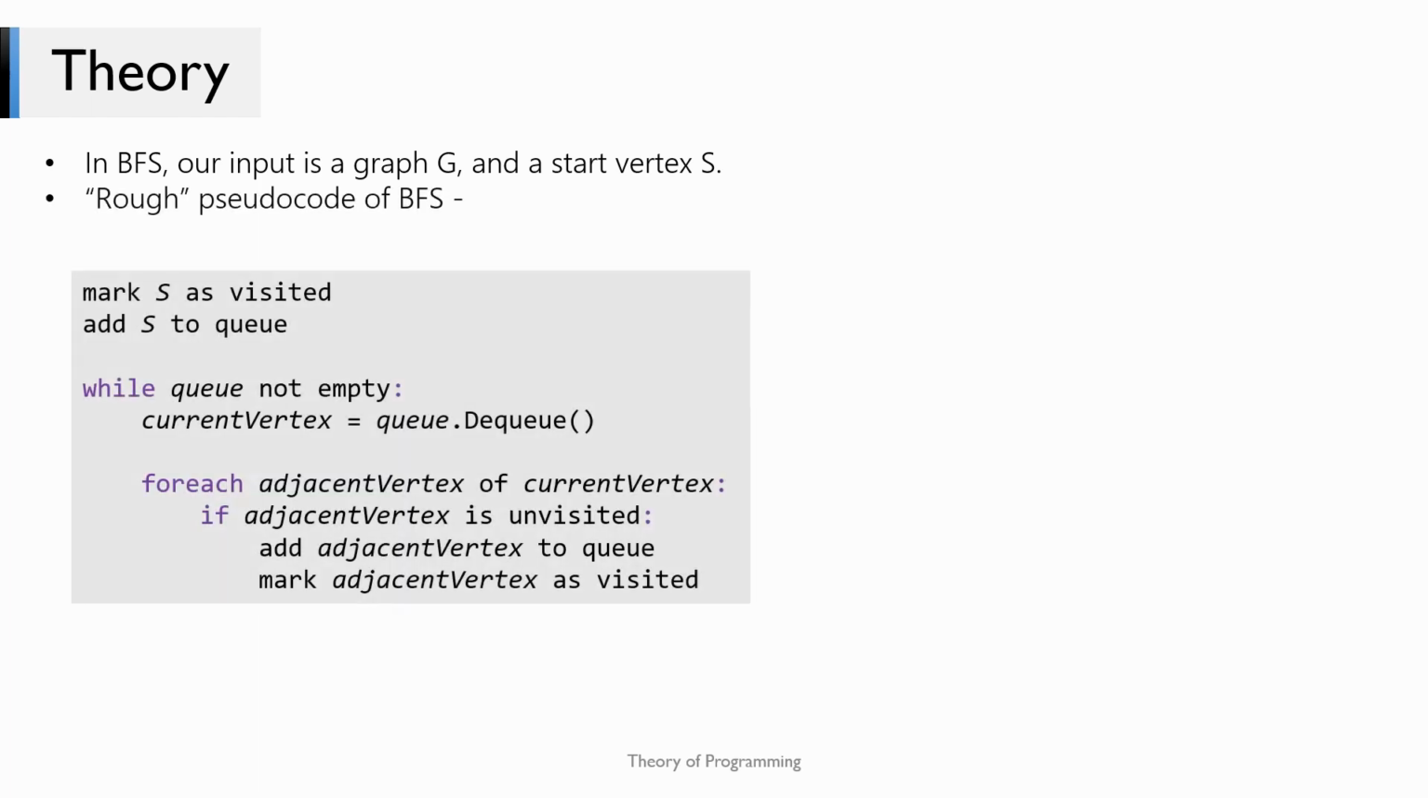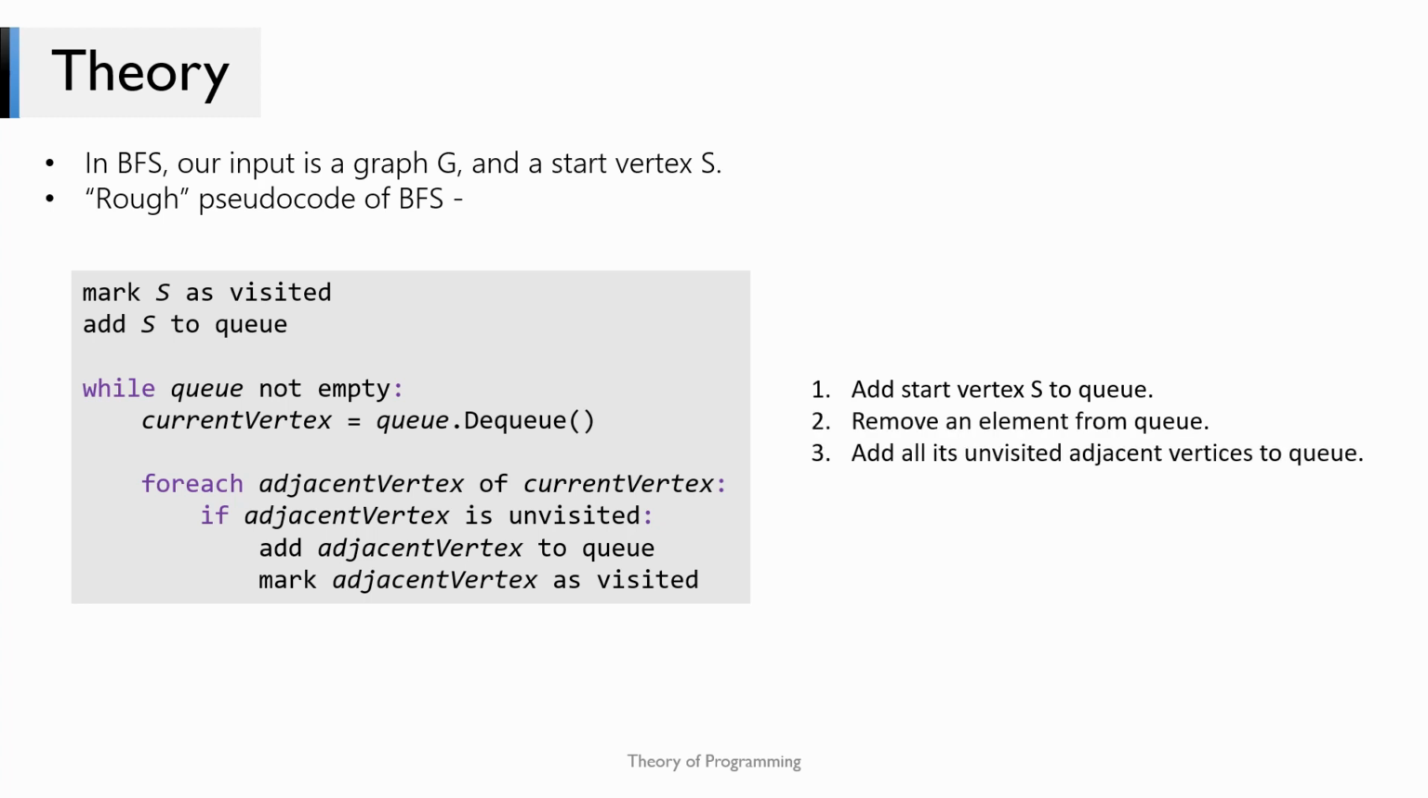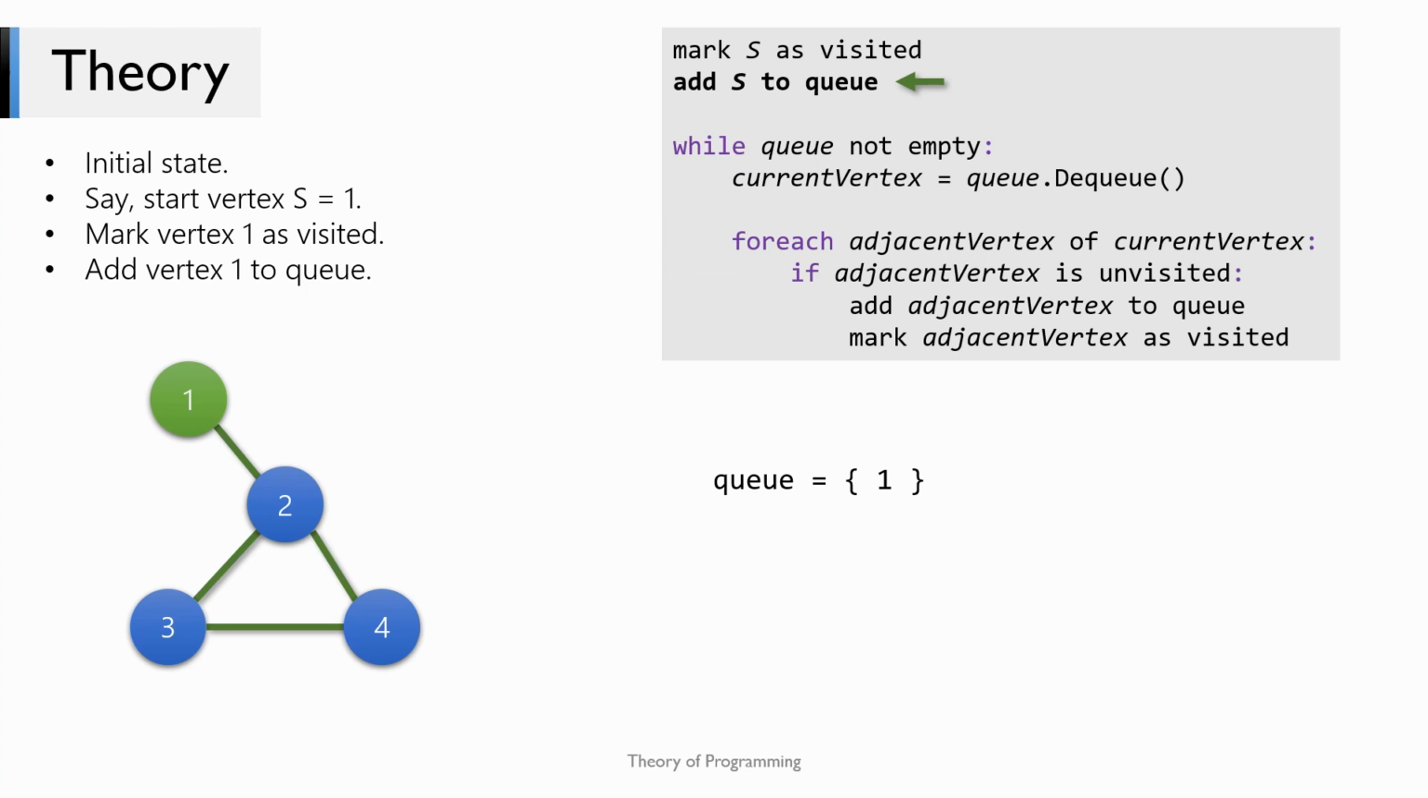So the rough pseudocode of BFS looks like this. We will polish this pseudocode later, but this piece of pseudocode states how BFS explores a given graph. First step, we will add the start vertex to a queue. Second step, we will remove an element from the queue. Third step, we will add all its unvisited adjacent vertices to the queue. And then we repeat from step 2 until there are no vertices left in the queue. Now, it is totally okay if you don't understand it right now. So let's dry run this pseudocode with an example to understand it better.